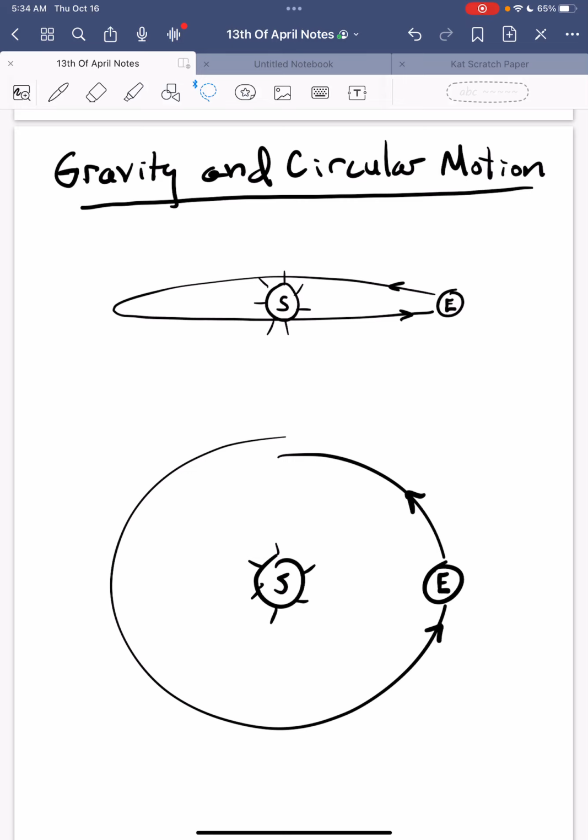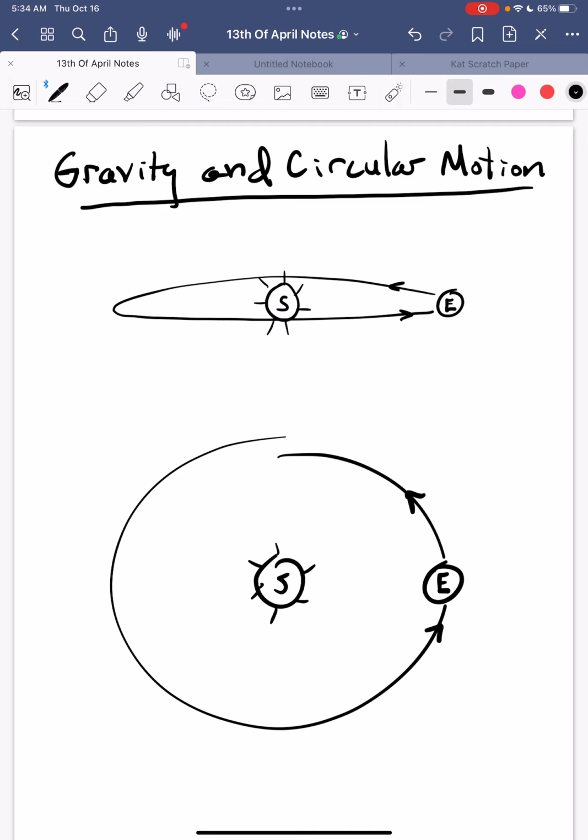Hello. How does gravity work to provide circular orbits or nearly circular orbits? How does gravity lead to Kepler's laws? Well, in this video, I'm going to try to answer those questions. So let's begin by looking at a quick little sketch of the Earth orbiting the Sun.